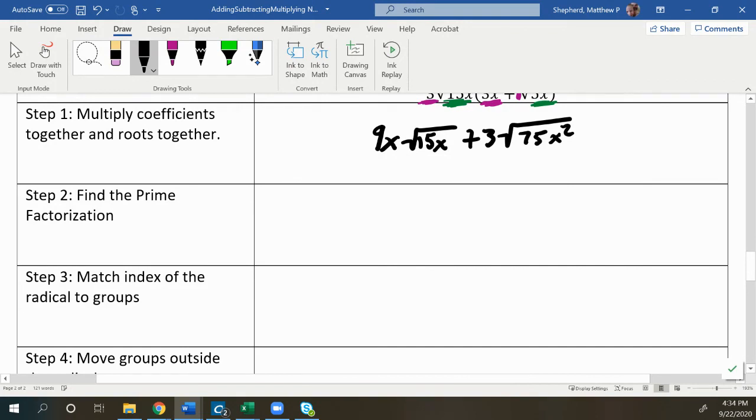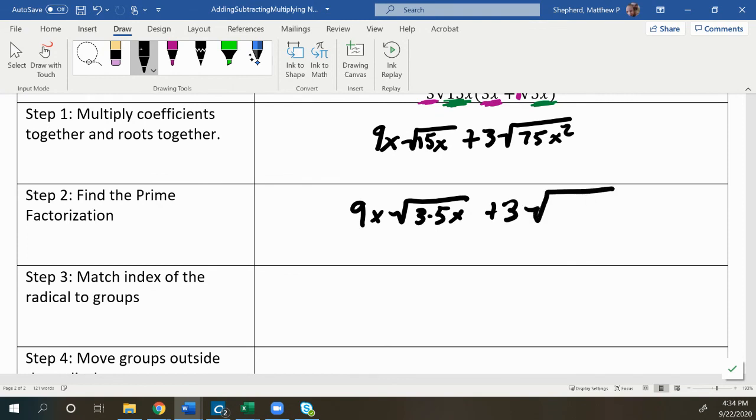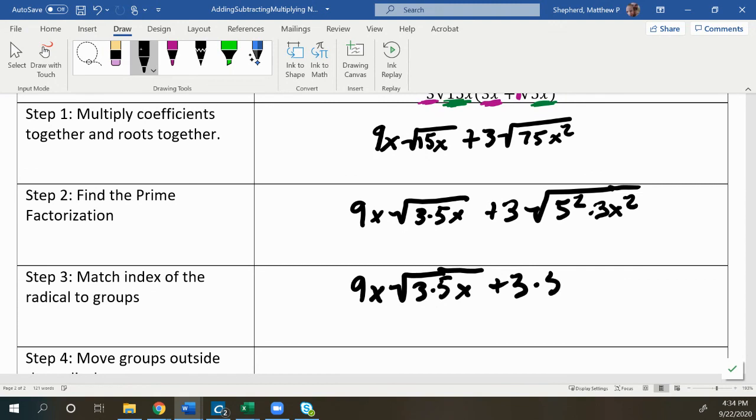Now that we've done that step in the multiplication, we can start doing prime factorizations to see if there's anything that will simplify. So 75 is 5 squared times 3. So we do see some squares that we're going to be able to take out. So now in this next step, I'm just going to take everything inside square roots that has a group of 2, and we'll take it out. And then anything that didn't have a square, that'll stay inside.